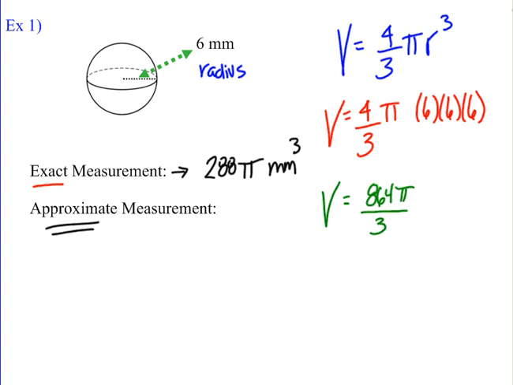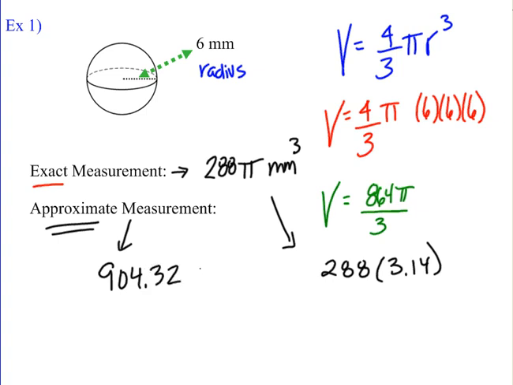Now when we want to find the approximate, what we do instead is take that 288 and multiply it by 3.14. We do that, and we're going to get for our approximate measurement 904.32 millimeters cubed, because it is a 3-dimensional figure. If I was to round this to the nearest tenth, this then would become 904.3 millimeters cubed. And remember, we're finding approximate volume here. This would be our exact volume, and this would be approximate.